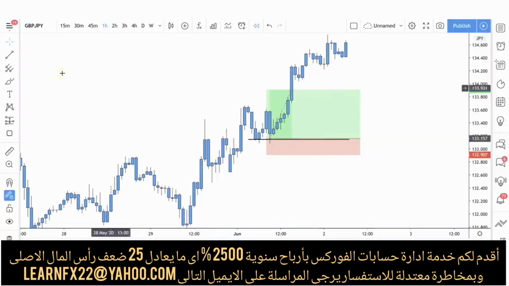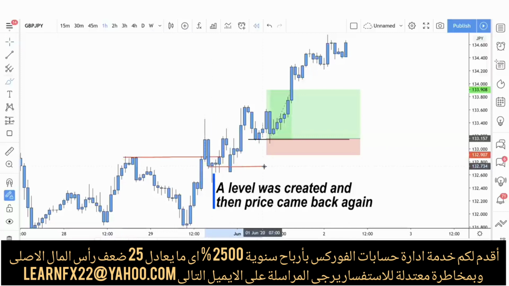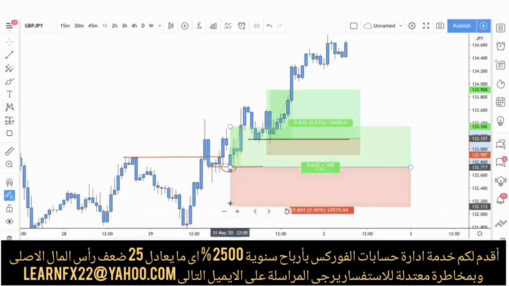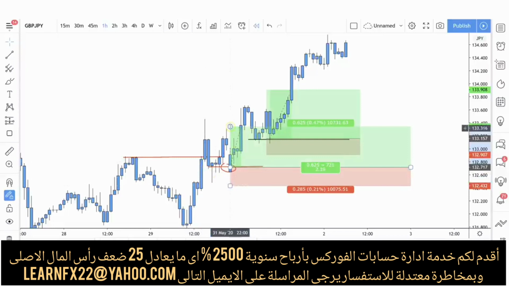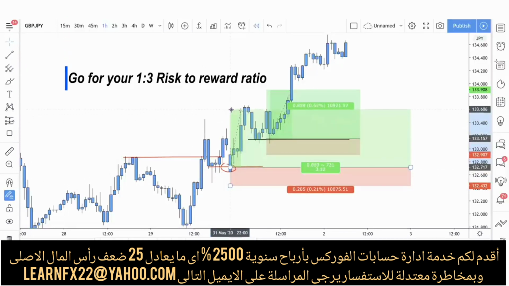Now we can highlight this again on the same pair. After the breakout of the structure, look what happens. A level was created and then price came back again. Same thing here. You can do it every single time. It's completely fine. In an instance like this, if you have a wick, just place your stop loss below that structure and then again go for your 1-to-3 risk reward ratio.